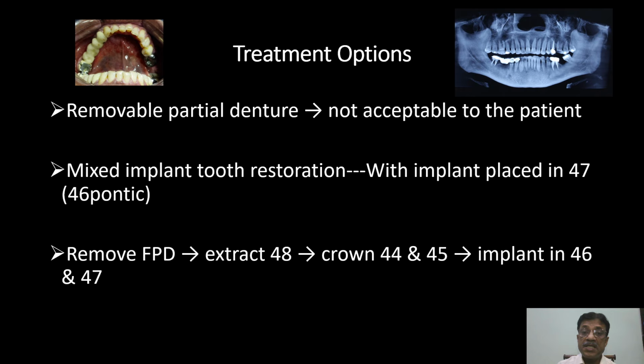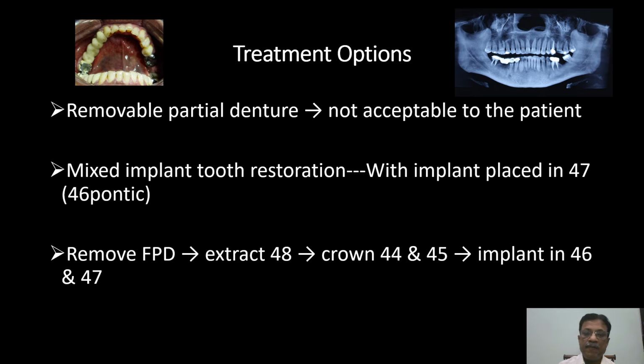Now, what are the various treatment options? As I have said before, the main preference of this patient is that he doesn't want any removable prosthesis because he works in a high office. So he wants a fixed restoration for the confidence of speaking. So a removable partial denture is not acceptable.